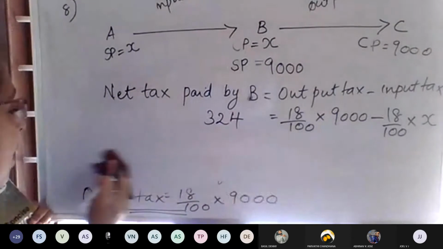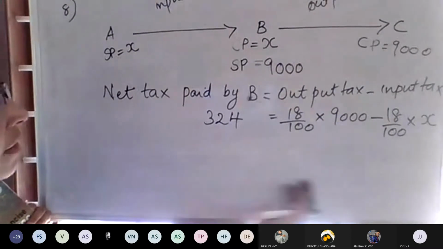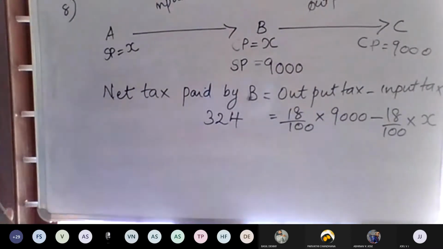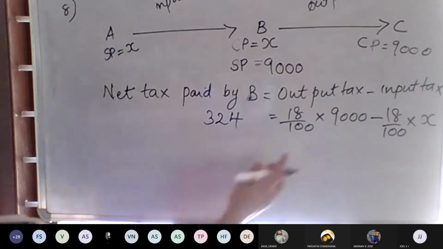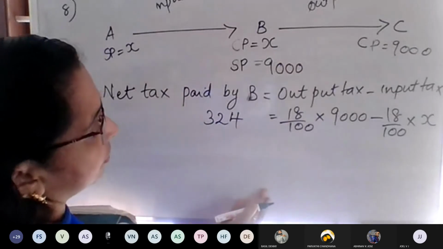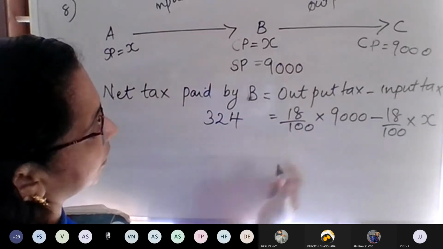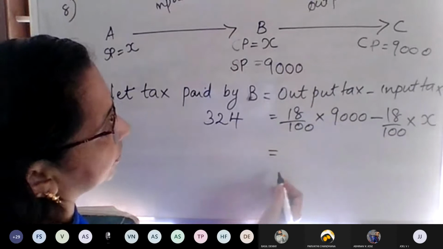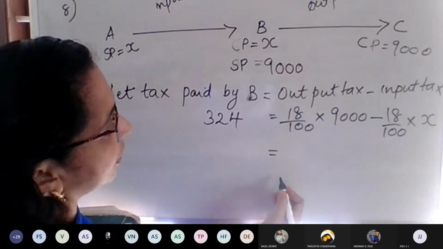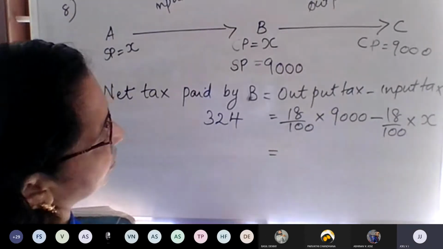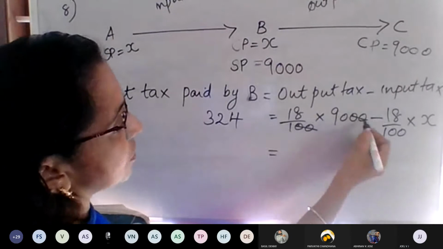Then what can we write? 18 by 100 is on both sides, no? So we can take 18 by 100 common. No need of multiplying again and again. Which way is better for you? Taking 18 by 100 common, or cancelling? Cancelling method is good. Okay, so cancel this too.